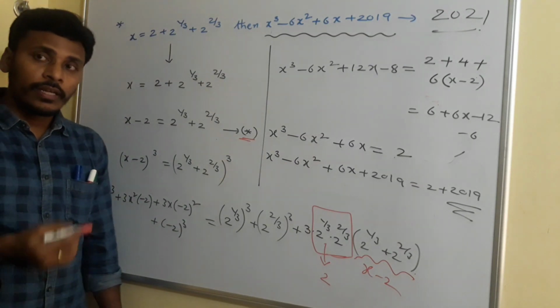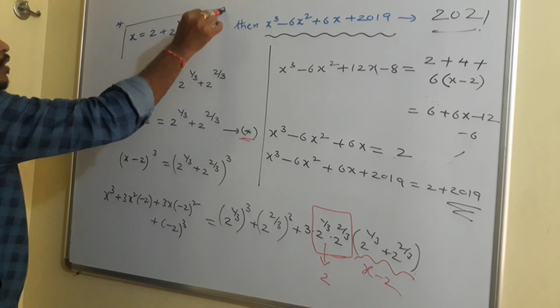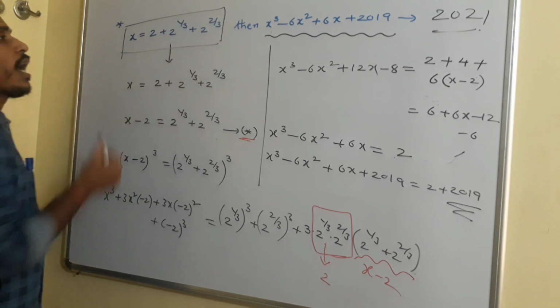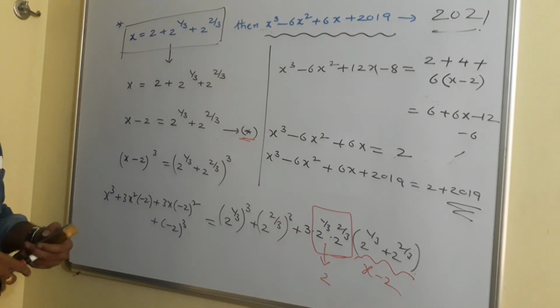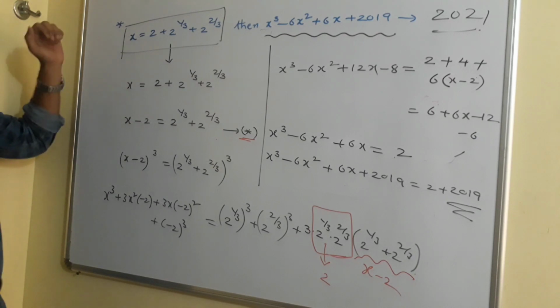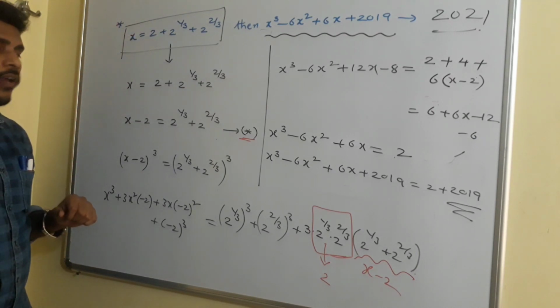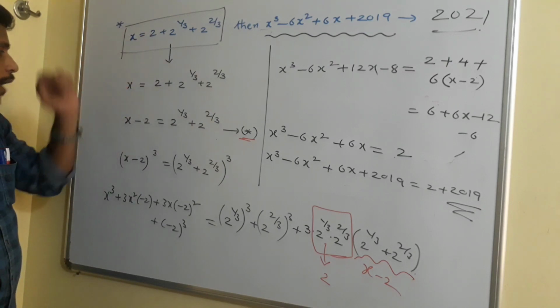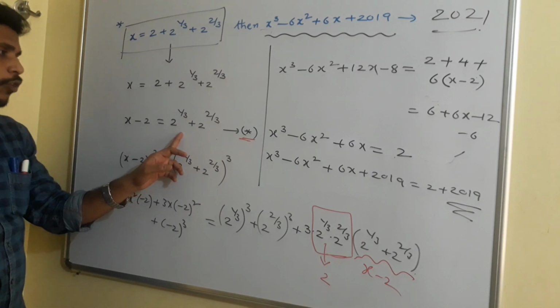How I found it? Just have a look. The given relation is x is equals to 2 plus 2 power 1 by 3 plus 2 power 2 by 3. And they ask us to find this value. See, the question itself suggesting us to cube on both sides the given relation. But if we directly go for the cubing on both sides, right side we have 3 terms, it may create some disturbance for us. So, you just send 2 to the left side, it becomes x minus 2 is equals to 2 power 1 by 3 plus 2 power 2 by 3.